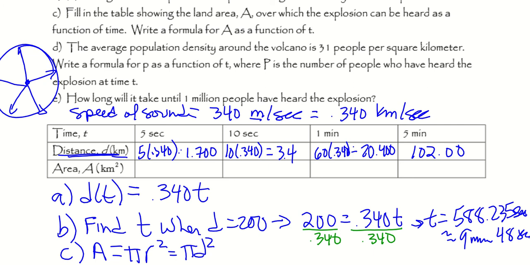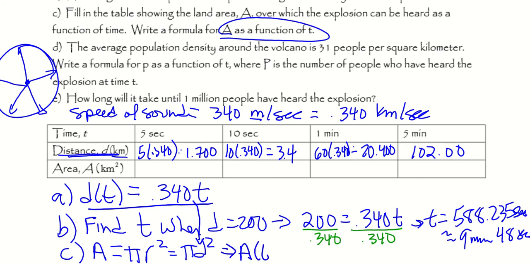So if I am going to write A as a function of t, right? This is not t, but I have d as a function of t, then I can substitute that in, and I get that A of t will equal pi times what d equals, which is 0.340t, which has to be squared. If we simplify that by squaring the 0.340, we get 0.116 pi times t squared.